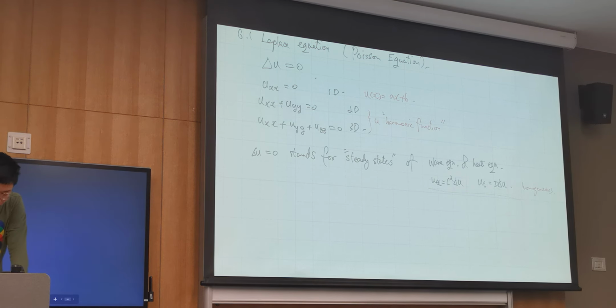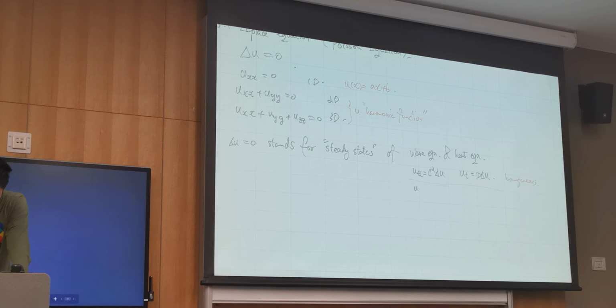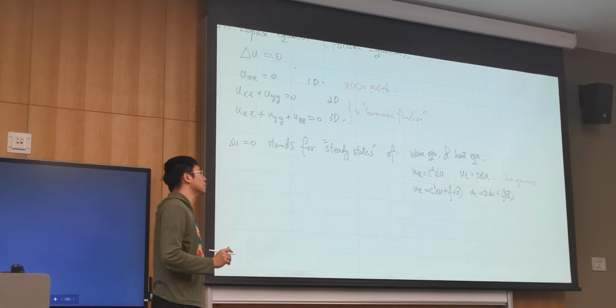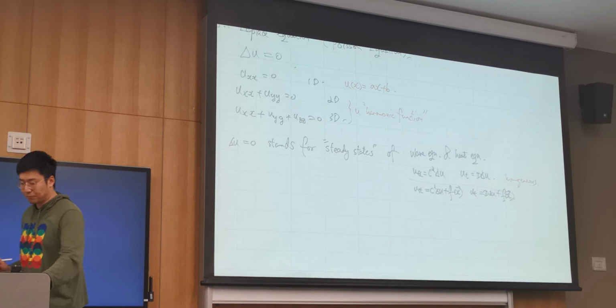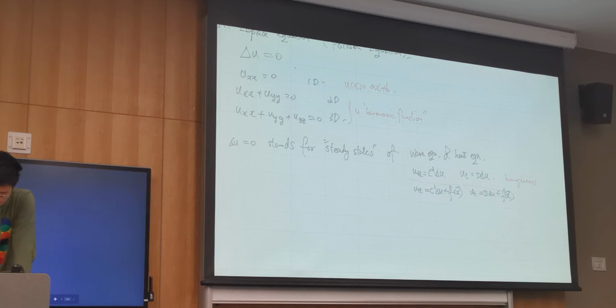If we're talking about inhomogeneous equations, for example, let's say utt equals c squared Laplace u plus f(x), and then ut equals d Laplace u plus f(x). Of course, the x over here is not a single variable, so it's not one dimension anymore. The x over here should be regarded as a vector. So this is the case for the inhomogeneous equation.